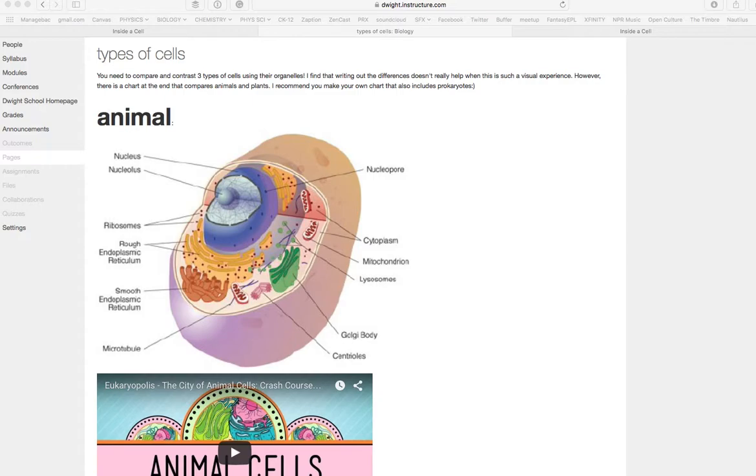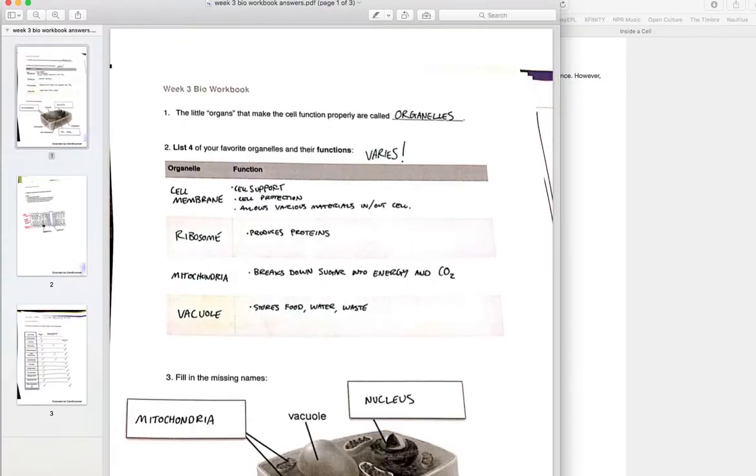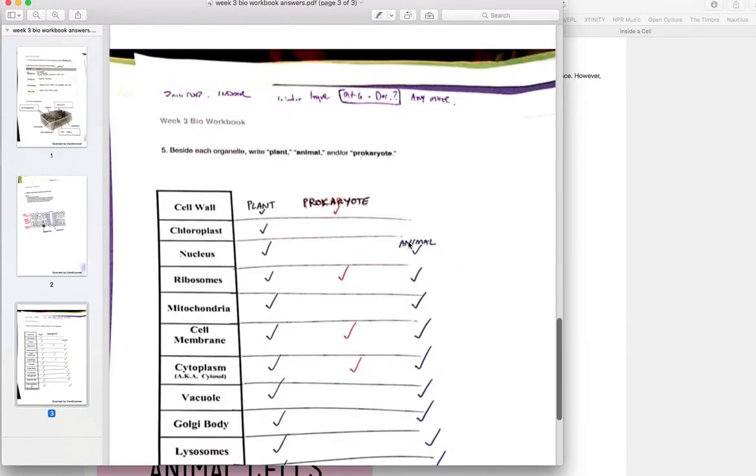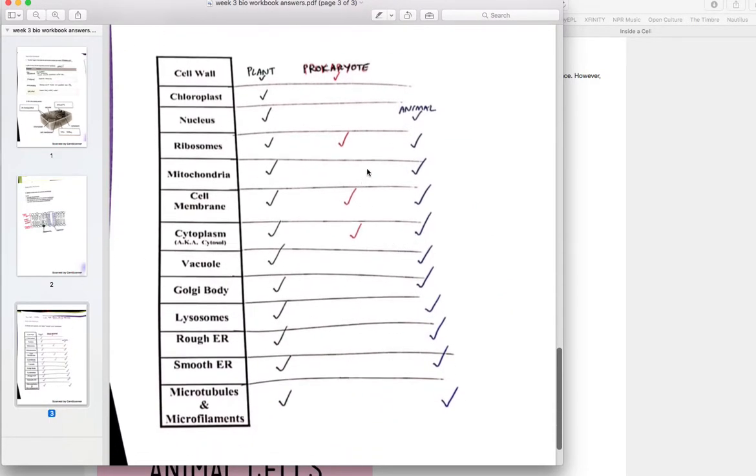I think that's it. Yeah. There it is. Okay, so on the very last page, I give you a bit of a chart. You can pause this right now and see that all of these organelles are in the plant cell. A few of them are in the prokaryote. You see that? Prokaryote has cell wall there. And then those other kinds of things. And the animal has most of this except for the cell wall and a chloroplast.